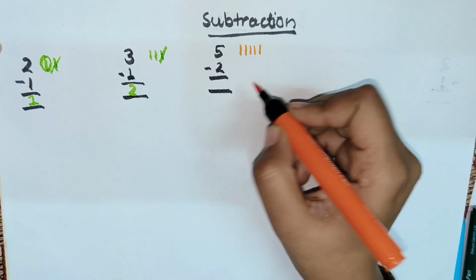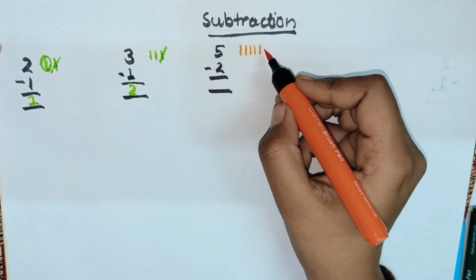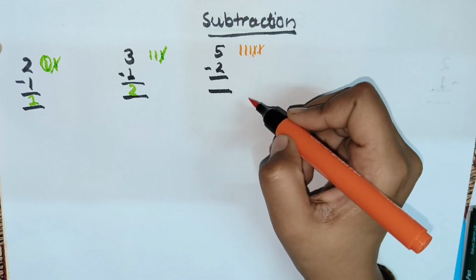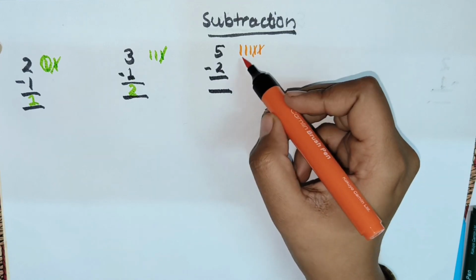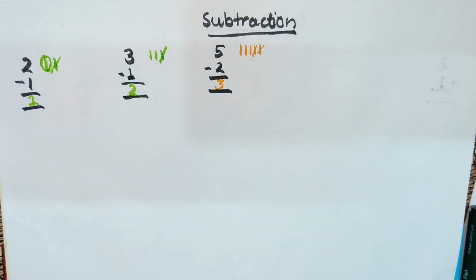Now it's time to cut the lines. How many lines do you have to cut? Here it is 2. So you have to cut 2 lines, like 1, 2. How many lines are remaining? 1, 2, 3. So 3 lines are remaining.